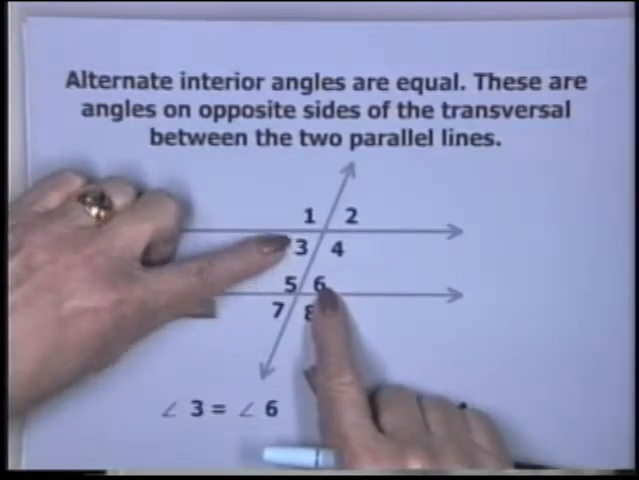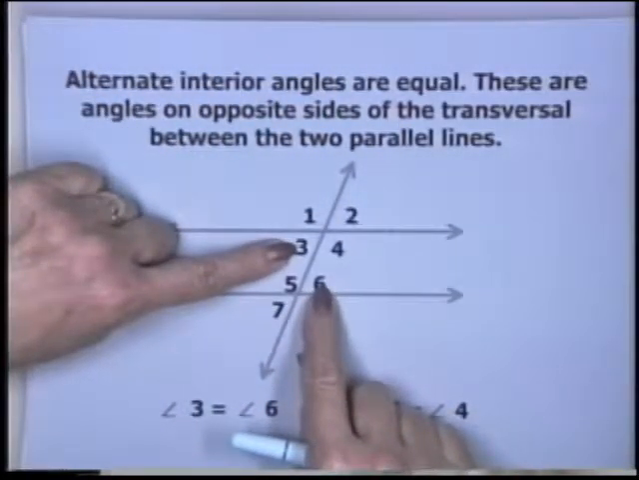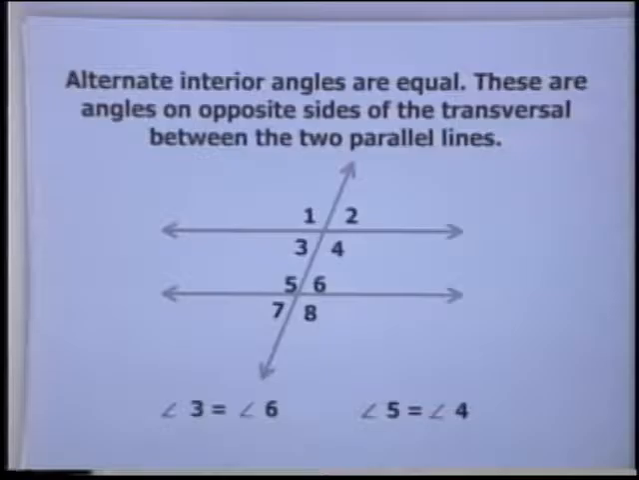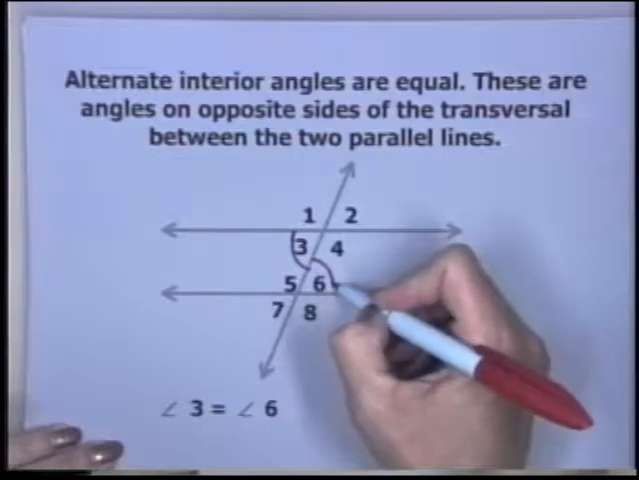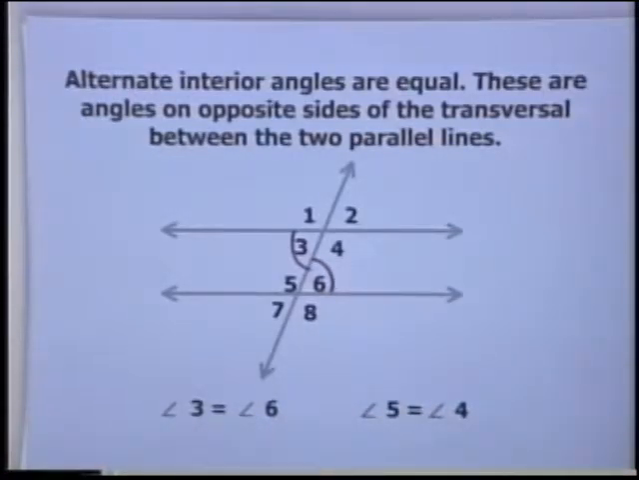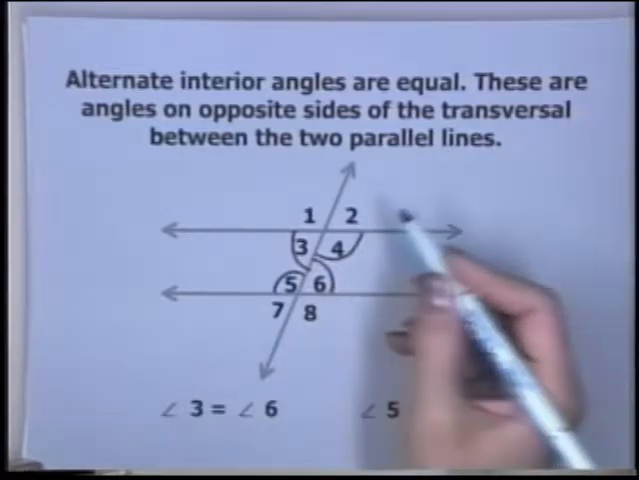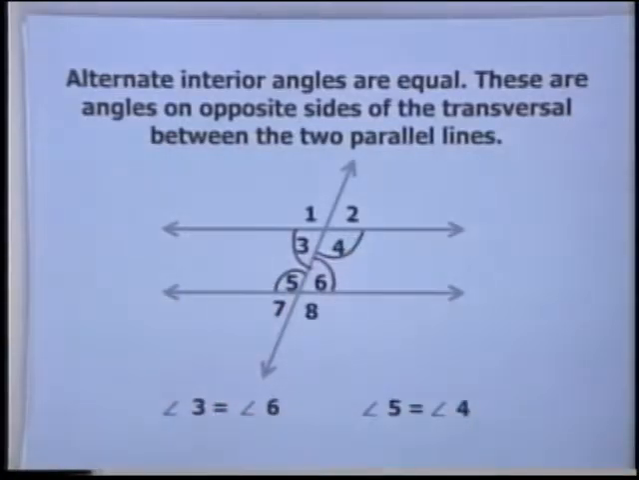Do you see that in this case, here are your parallel lines, and 3 and 6 are both inside those parallel lines? They're between those parallel lines. They are alternate interior angles, and consequently, angle 3 equals angle 6. We have one more pair of alternate interior angles. That would be angle 5 and angle 4. These angles are on opposite sides of the transversal, and they are between those two parallel lines. So angle 5 equals angle 4.